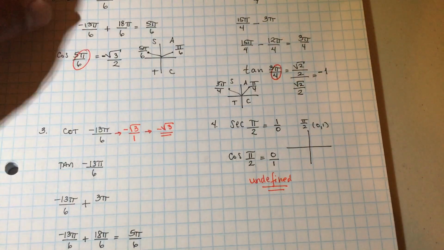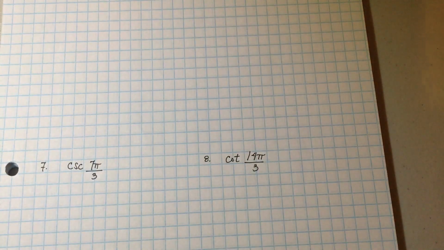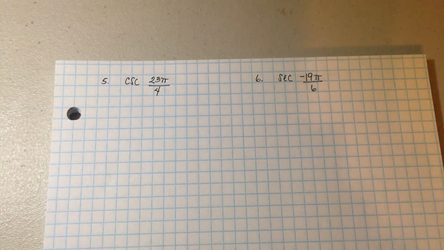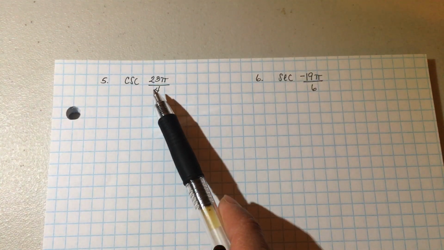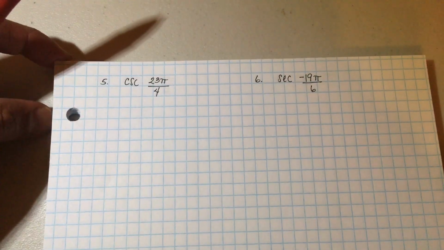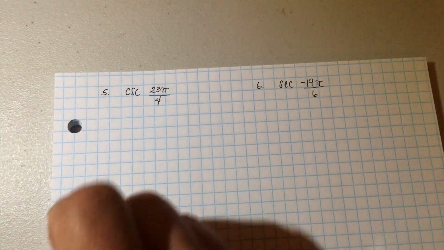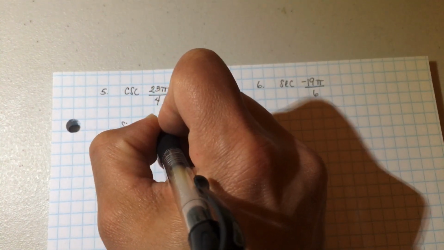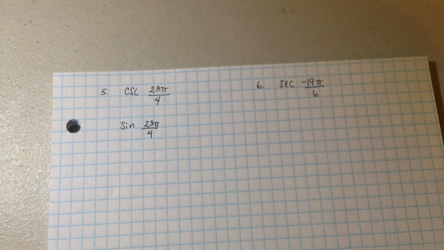All right, guys, let's try another one. Let's see a few more. The more we do these, the more you get comfortable with them. Same thing here. Cosecant of 23 pi over 4. Cosecant is the reciprocal trig ratio of sine. So we have sine of 23 pi over 4, and then I'll go ahead and flip it.